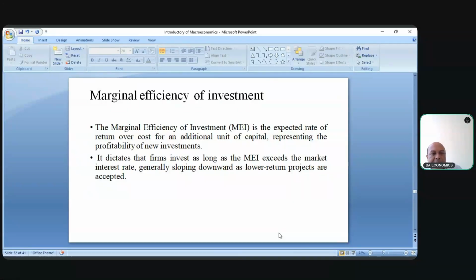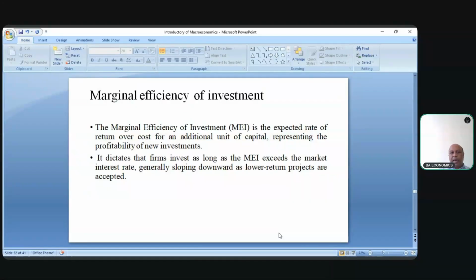It discussed that a farm invests as long as MEI exceeds the market interest rate, generally sloping downward. So it indicates that any farm will continue to invest their money until MEI equals the rate of interest. As I said previously, the rate of interest is a cost for any farm, because they pay interest to a bank or other financial institutions for borrowings. So this is a cost.